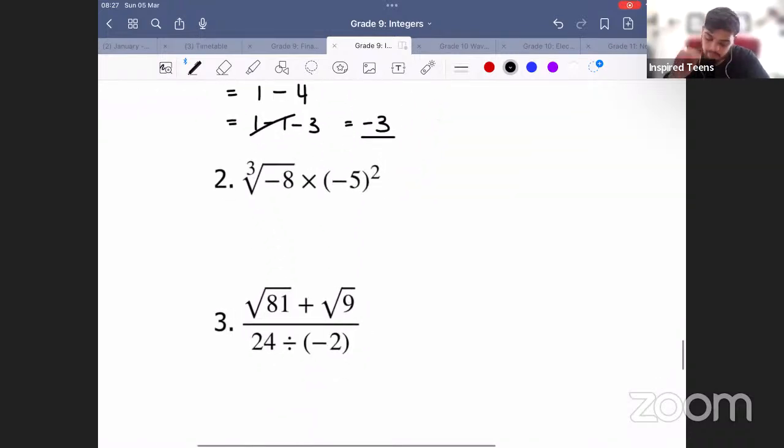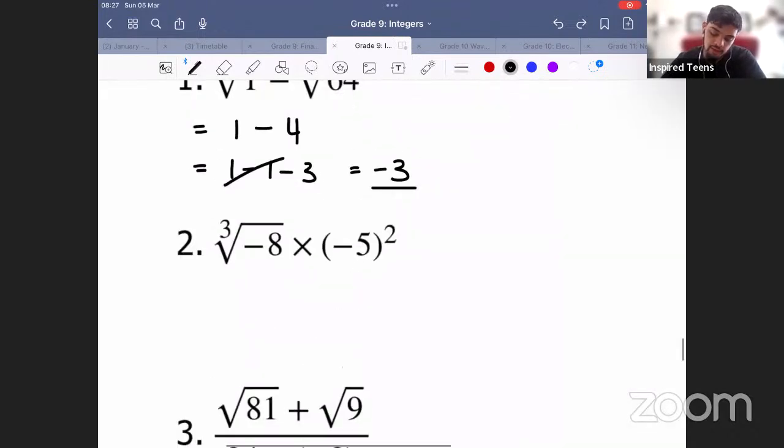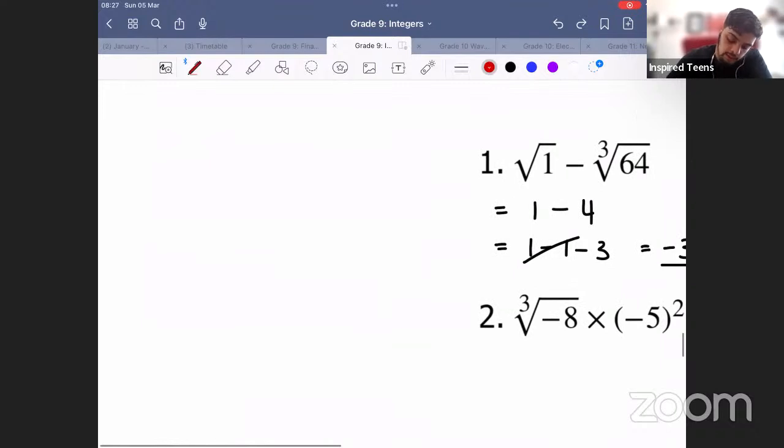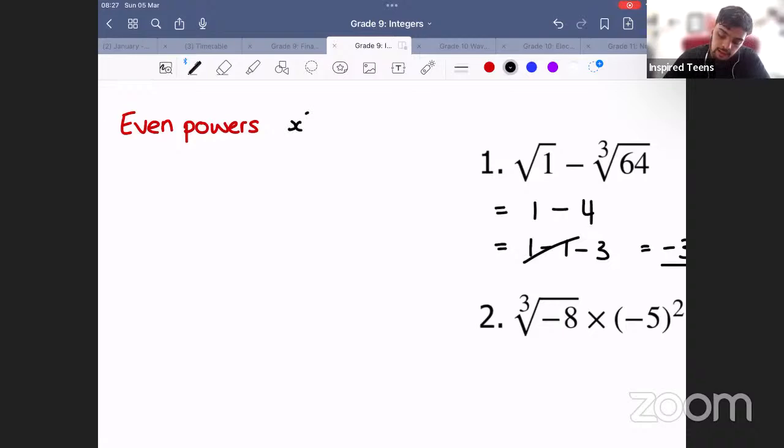Okay, let's look at the second one. Now, you may have learned that if you have a negative inside of a surd, it's going to be non-real. However, this is not a square root, that's a cube root. So it works with odd and even powers. Even powers, meaning like x squared, x to the 4, x to the 6, right? If the power is an even number, these are always positive. They'll always give you a positive answer.